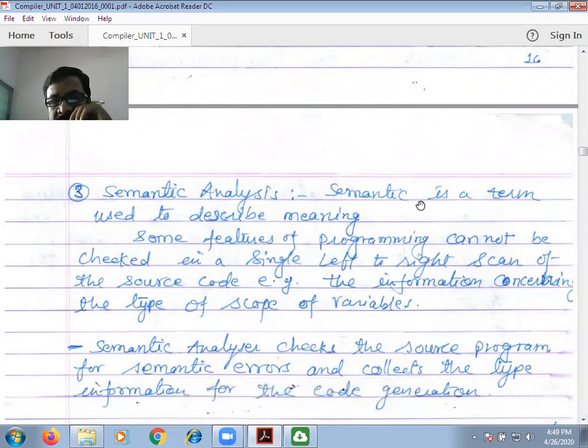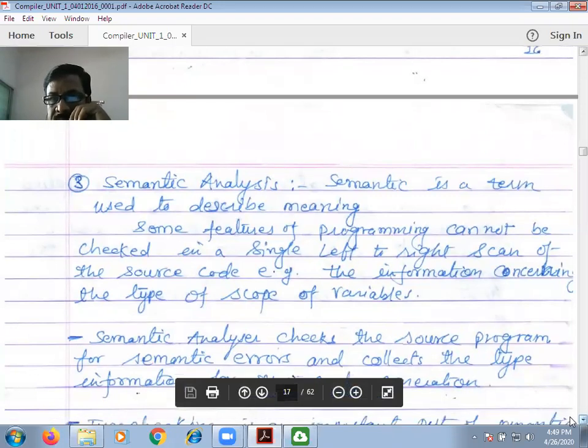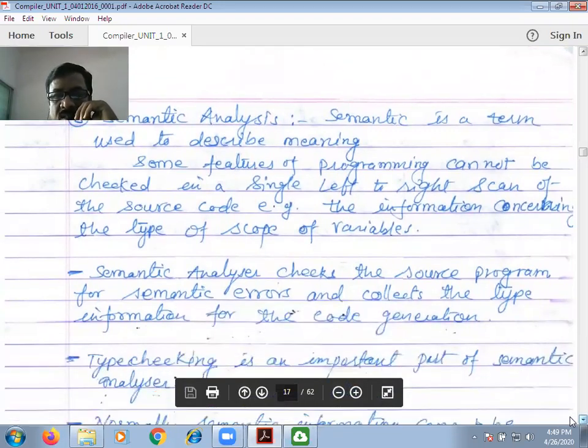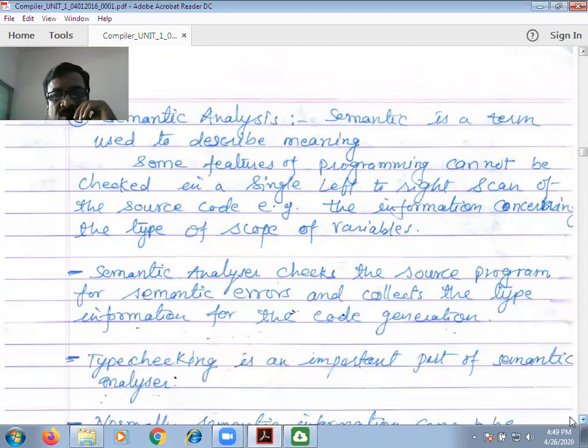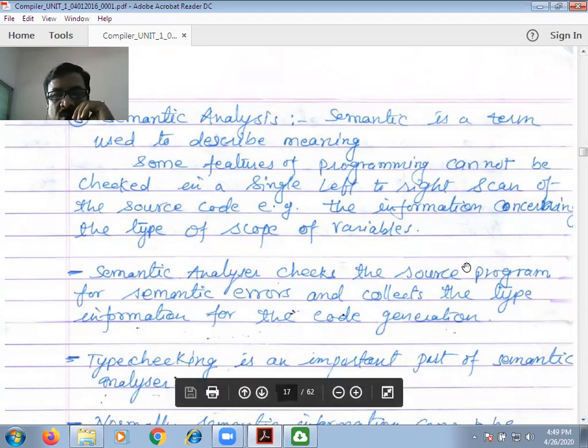And next, the third phase is semantic analysis. Semantic is a term which is used to describe meaning. Some features of programming languages cannot be checked in a single left to right scan of the source code. For example, the information concerning the type or scope of a variable.